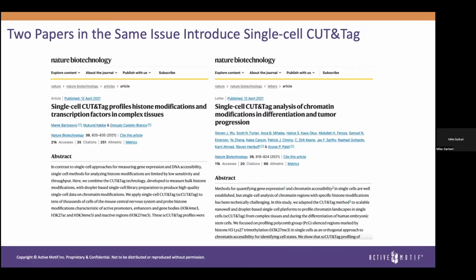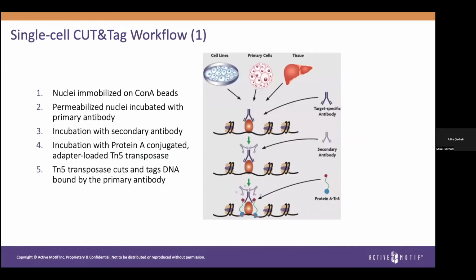Next, we're going to look at the single cell CUT&Tag workflow, which starts with traditional CUT&Tag. Like we looked at before, there is a difference here though: nuclei are immobilized, not single cells. The nuclei are permeabilized and incubated with a primary antibody, followed by incubation with a secondary antibody, and that protein A conjugated, adapter-loaded Tn5 transposase. So thus far, we have a traditional CUT&Tag experiment, and we have Tn5 transposase cutting and tagging that DNA that's bound by the primary antibody.